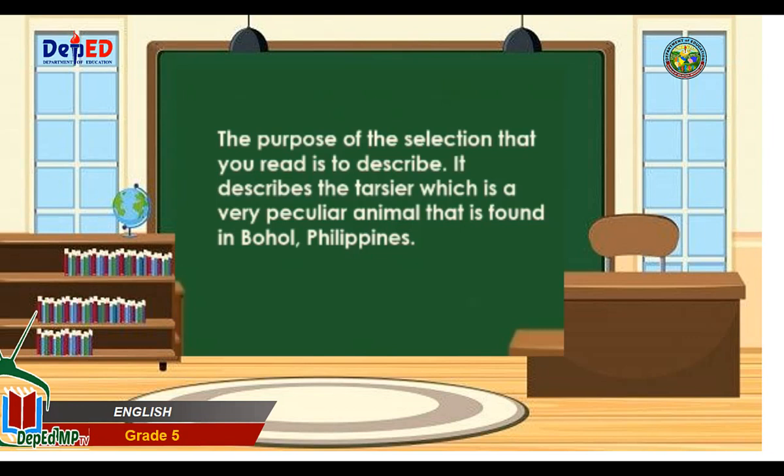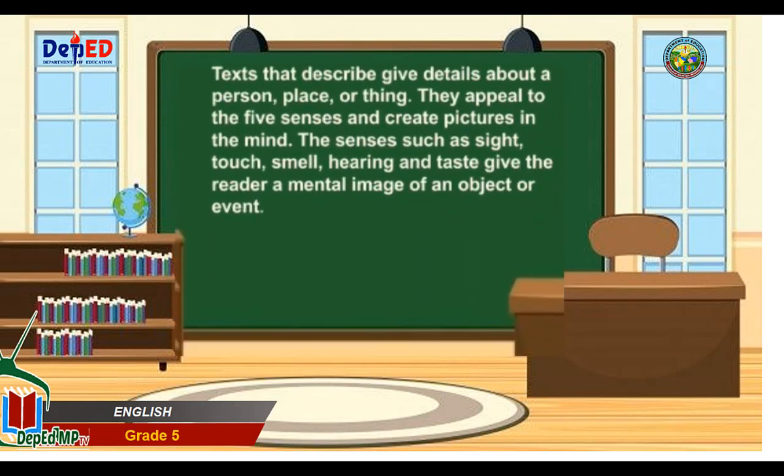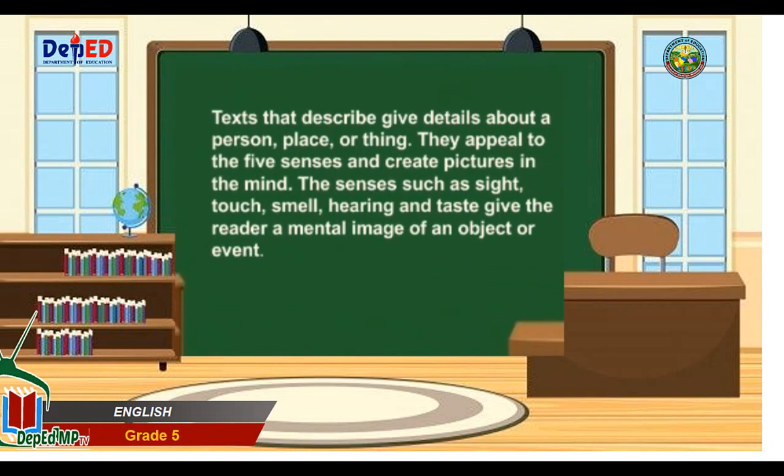The purpose of the selection that you read is to describe. It described the tarsier, which is a very peculiar animal that is found in Bohol, Philippines. Texts that describe give details about a person, place, or thing. They appeal to the 5 senses and create pictures in the mind. The senses such as sight, touch, smell, hearing, and taste give the reader a mental image of an object or event.